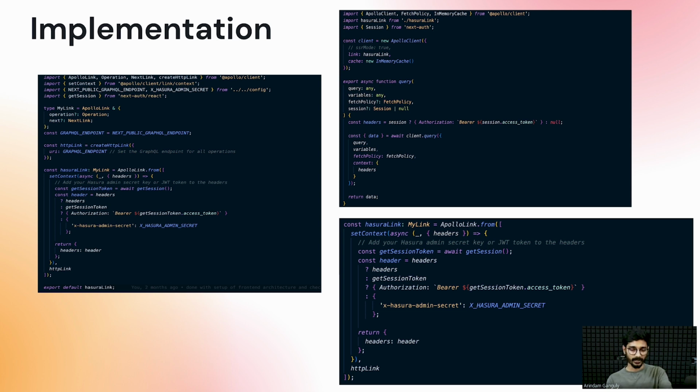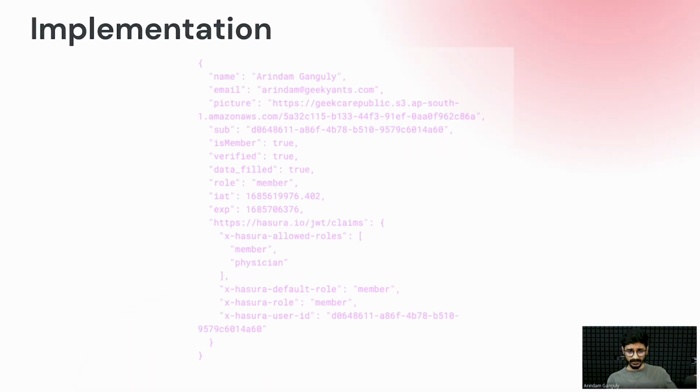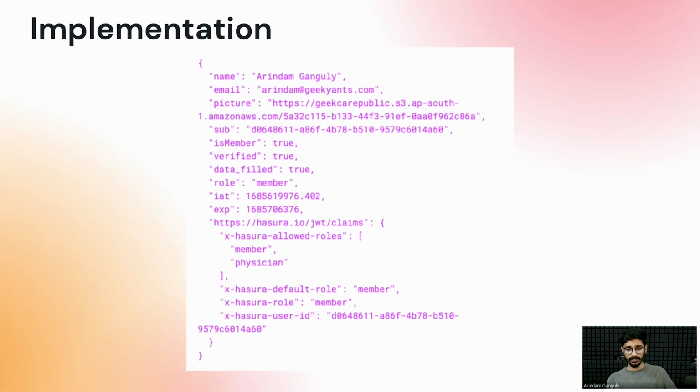Cool. So coming back here, after that we created the Hasura link, which returns the headers in the HTTP link. And then we passed the same role ID that we were talking about in the JWT as well.